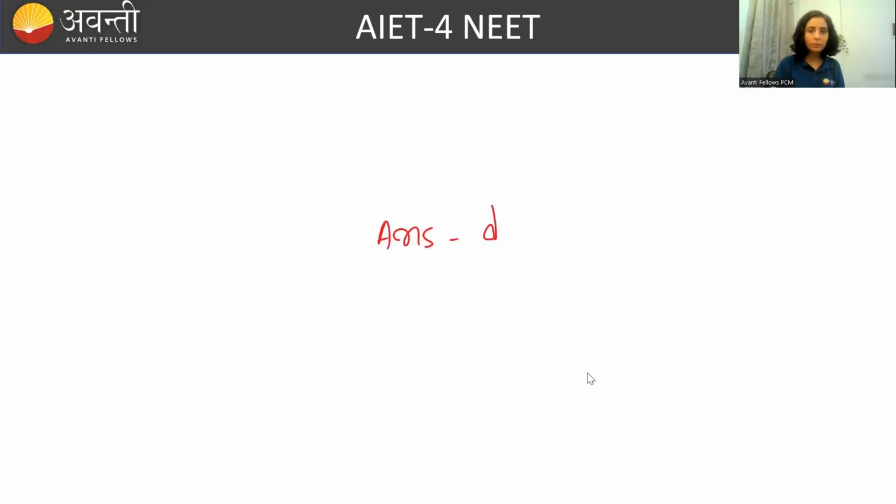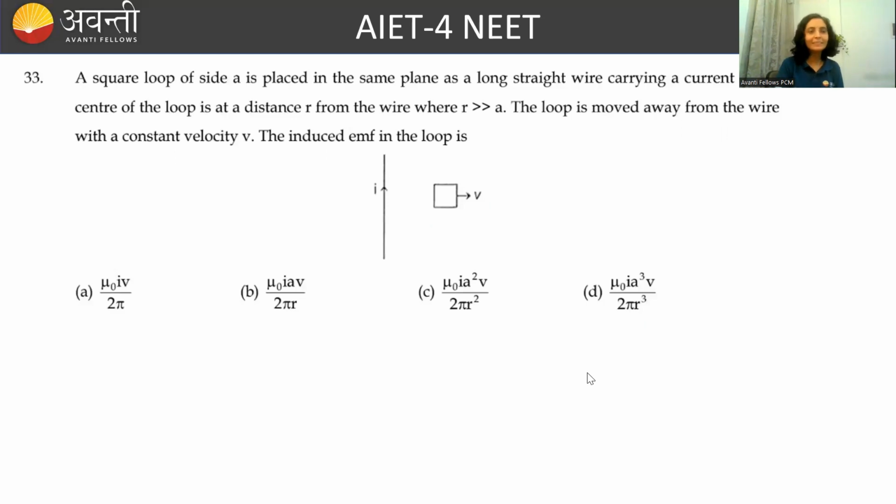Okay, now let's look at another question. This is very interesting. There is a square loop of side A placed in the same plane as a long straight wire carrying a current. So there is a long straight wire carrying current I, and a square loop. These two are in the same plane. Its side is A, and the center of the loop is at a distance R, and this R is far, far greater than A.